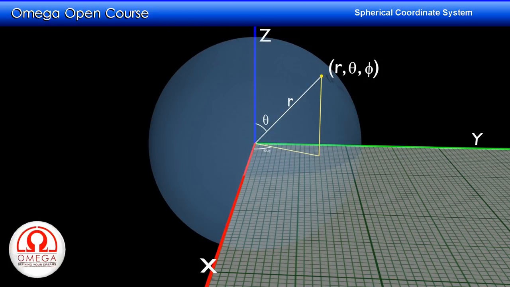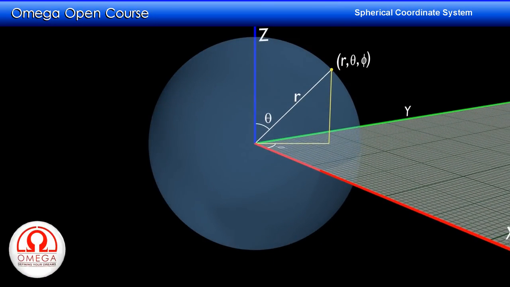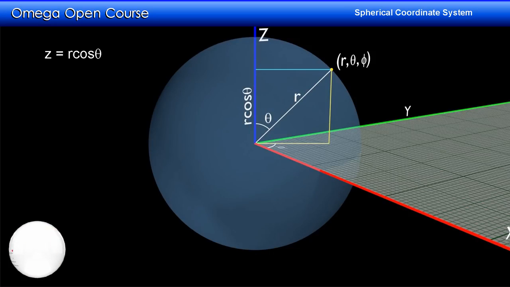Now let us convert these spherical coordinates into Cartesian coordinates. From the point, draw a line perpendicular to the z-axis. Since the radius makes an angle theta with the z-axis, the distance of the point where this perpendicular meets the z-axis from the origin is r cos theta. But this distance is z-coordinate of the point in Cartesian coordinate system. The length of the perpendicular is r sin theta.